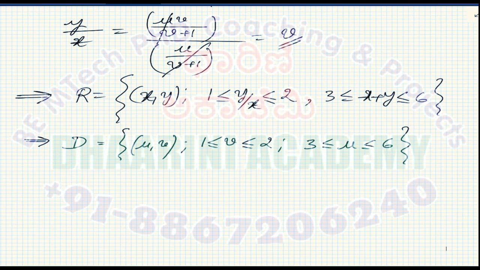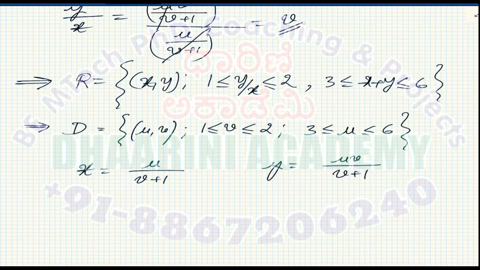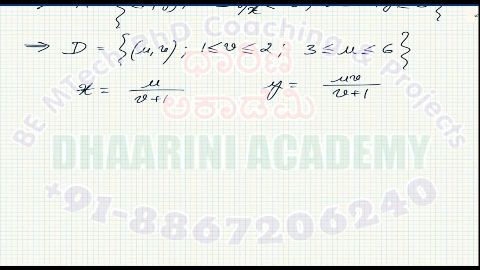Because X and Y are given, let me write the X and Y once again. So X is equal to U by V plus 1 and Y is equal to UV by V plus 1. So just to fill up the Jacobian matrix and to calculate its determinant at a later stage, what I'm going to do here is I'm simply calculating the partial derivatives, that is dou X by dou U first. It's going to be 1 divided by V plus 1.